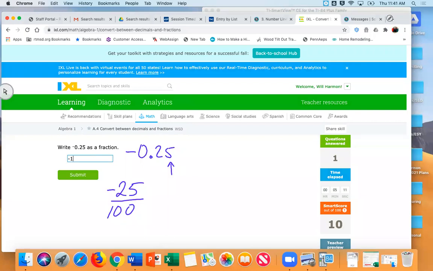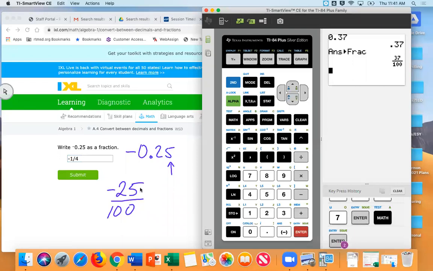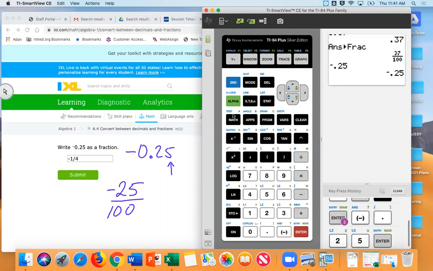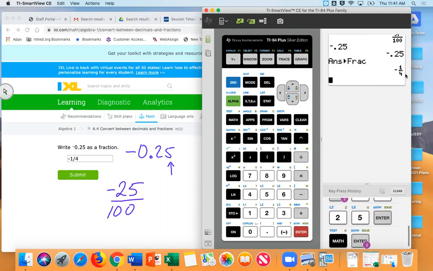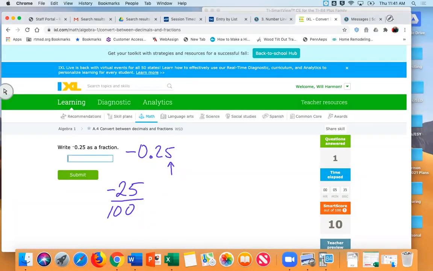So watch this. Because we have 1 quarter out of a dollar, I wrote 1 out of 4, and it's negative. When I type it in my calculator, I type it in, hit enter, math, enter, enter. Notice it gave me that answer. If I were to type this in as negative 25 out of 100, it might tell me I'm wrong, but in this case, it's going to tell me I'm right. So IXL is going to allow me to enter my answer in two different manners, okay?